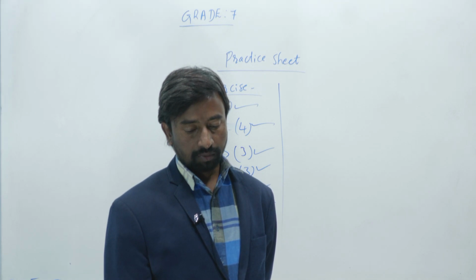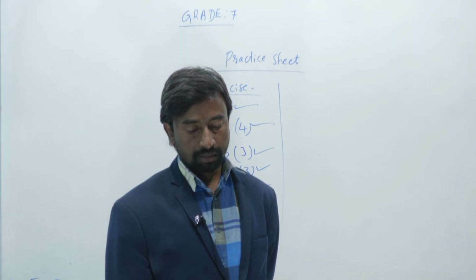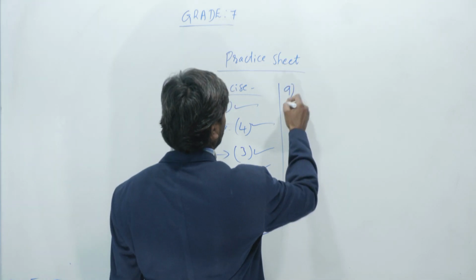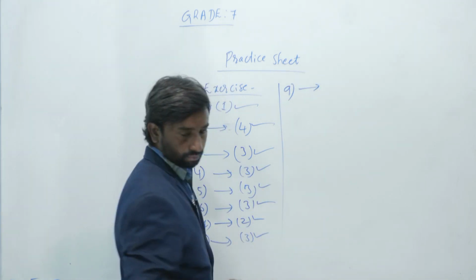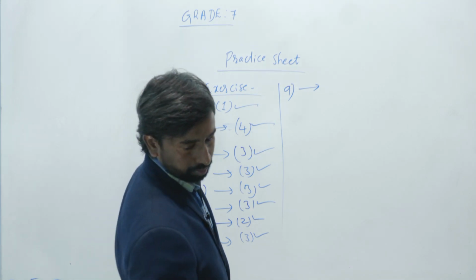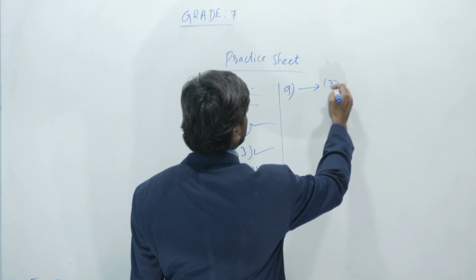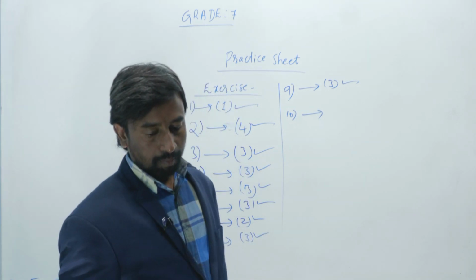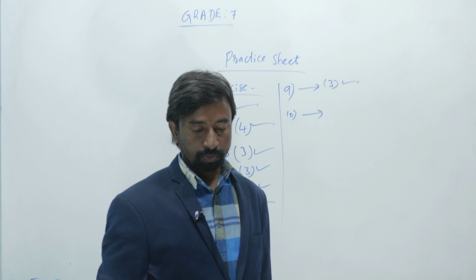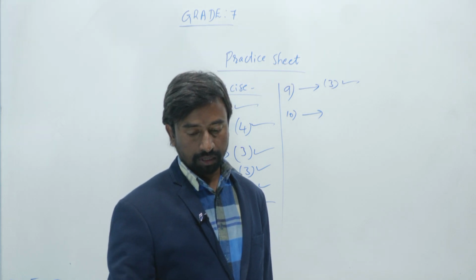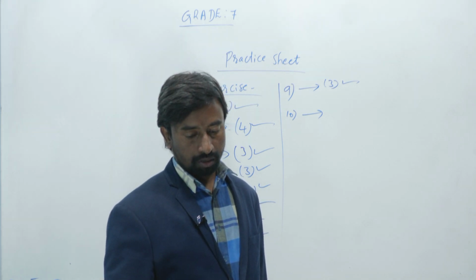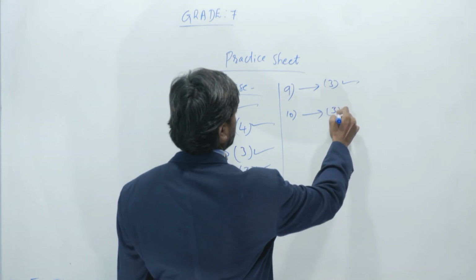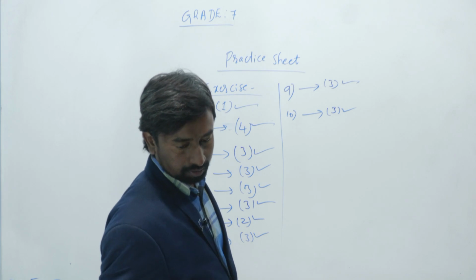So the ninth one is option 3. Next, the 10th one: a jet plane works on the principle of Newton's third law of motion, Newton's second law of motion, or Newton's first law of motion. Option C is Newton's third law of motion. So this is Newton's third law of motion, option 3.